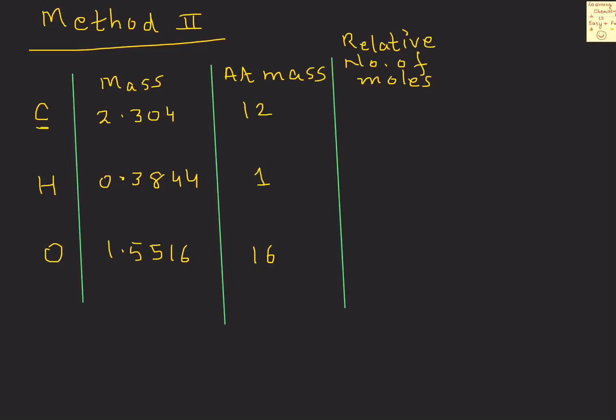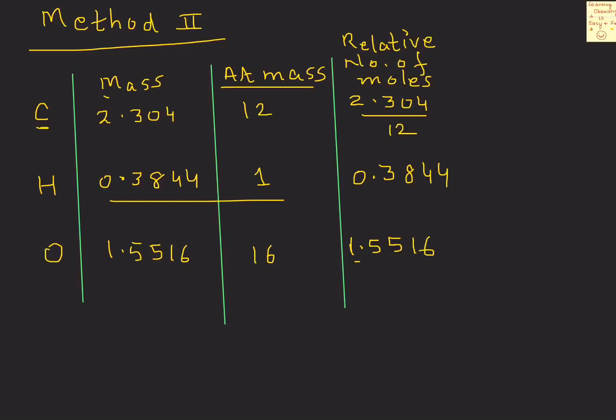If you see, I've used the word moles. What does it remind you of? Yes, mass divided by the atomic mass. So doesn't it become simple for us? 2.304 divided by 12. Of course, hydrogen is divided by 1, so it remains as 0.3844, and 1.5516 divided by 16. Get the values. Don't cheat. Try to do the question yourself. I am waiting for you to give me the answer.